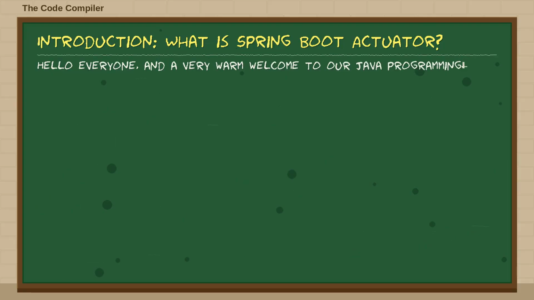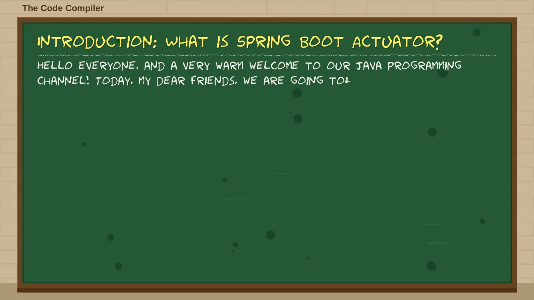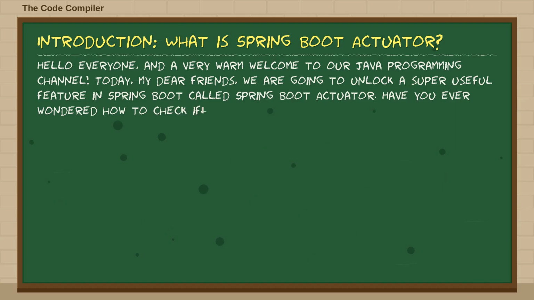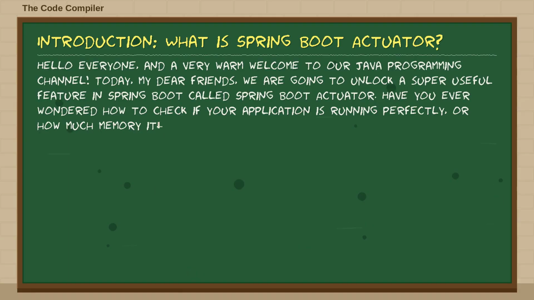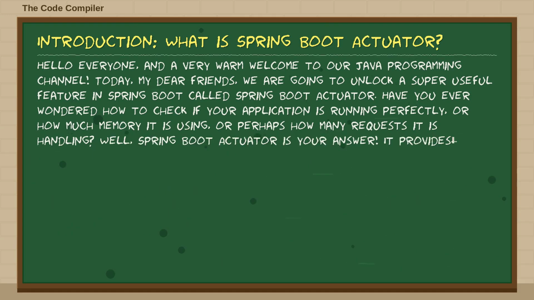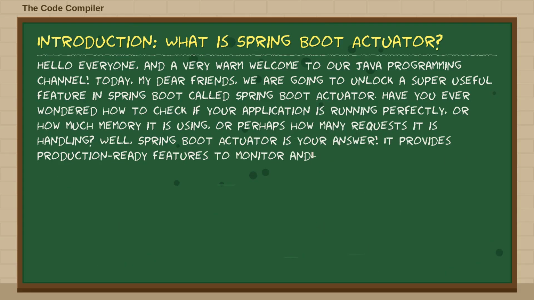Today, my dear friends, we are going to unlock a super useful feature in Spring Boot called Spring Boot Actuator. Have you ever wondered how to check if your application is running perfectly, or how much memory it is using, or perhaps how many requests it is handling? Well, Spring Boot Actuator is your answer. It provides production-ready features to monitor and manage your application when it is deployed.